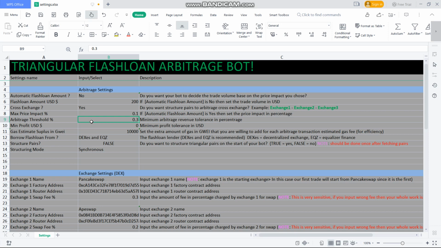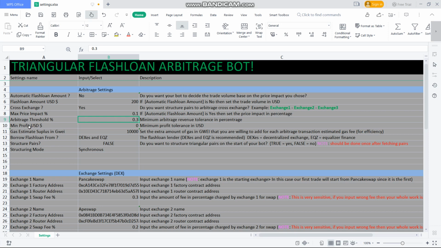So if the starting amount is WBNB or BUSD, it will automatically borrow the flash loan from Equalizer Finance and pay zero fee. And if it is not, it will borrow from Pancake. In that case, we are going to pay 0.3% fee. So that's what it means here. This is the tolerance. You can always increase it, and if the arbitrage revenue in percentage is not equal to or greater than this, then it will not execute the arbitrage. It will skip the arbitrage. So that is it for that.